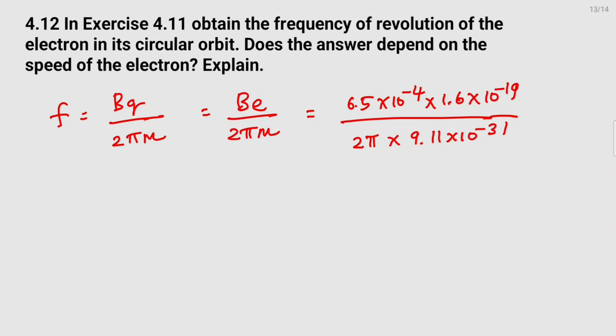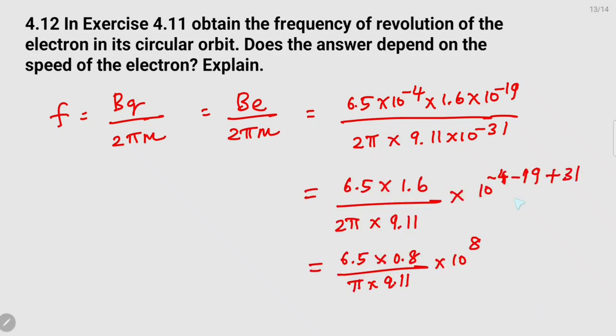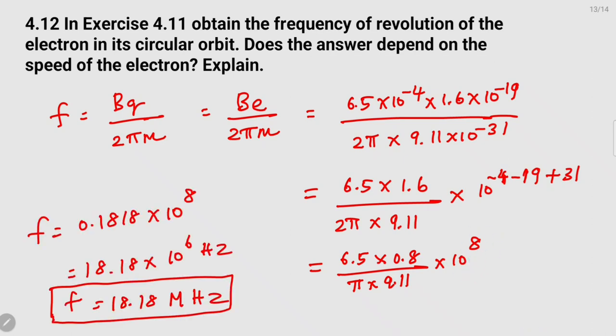Here it is an electron, so I just wrote Be by 2 pi m, then just substitution only. In the same manner, see, I have written the powers separately, so minus 4 minus 19, the minus 31 comes to the numerator, so plus 31, so 10 power 8. So if you solve, you will get 0.1818 into 10 power 8. So you can write it as 18.18 into 10 power 6, and 10 power 6, you can write as mega hertz. So the frequency of the revolving electron will be 18.18 megahertz.